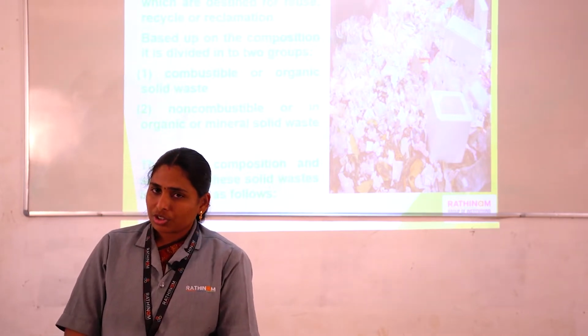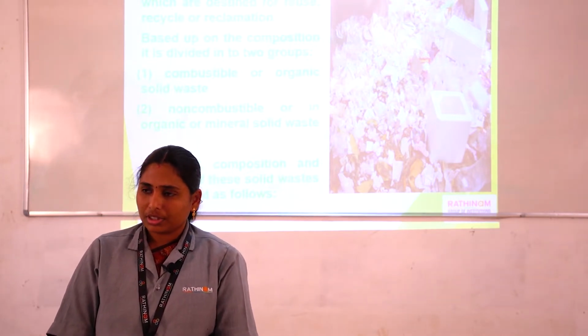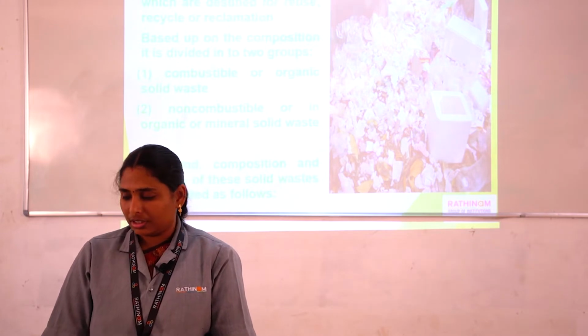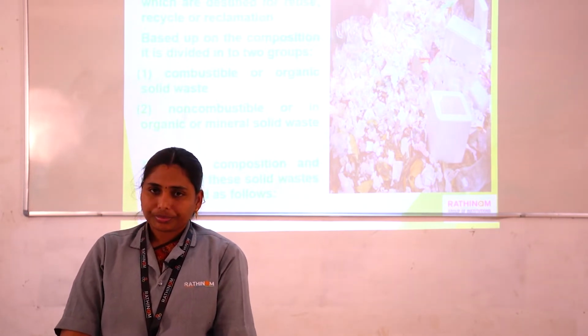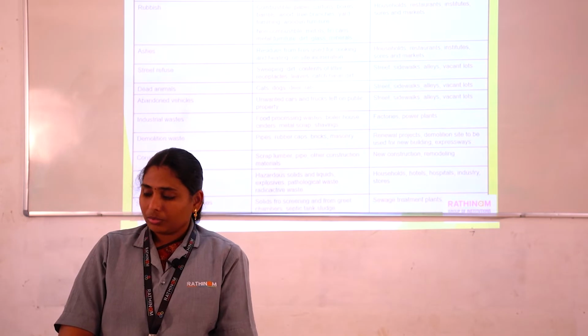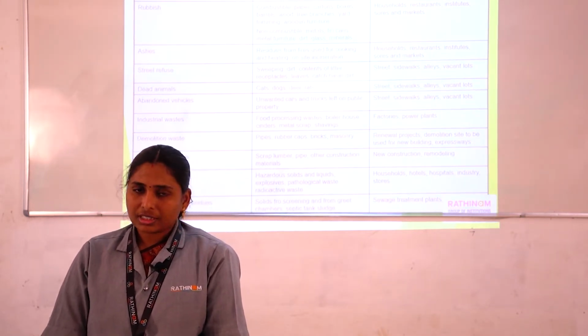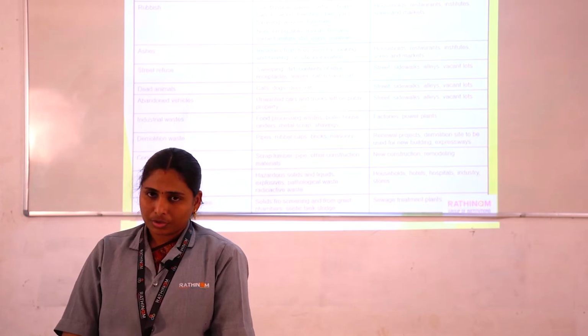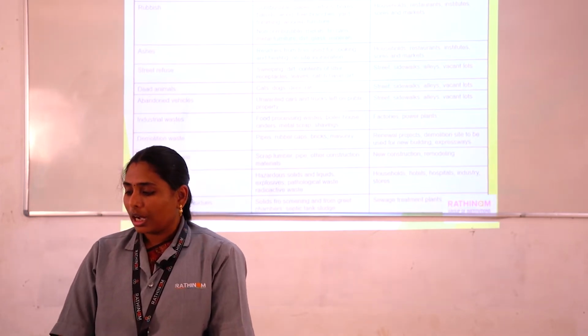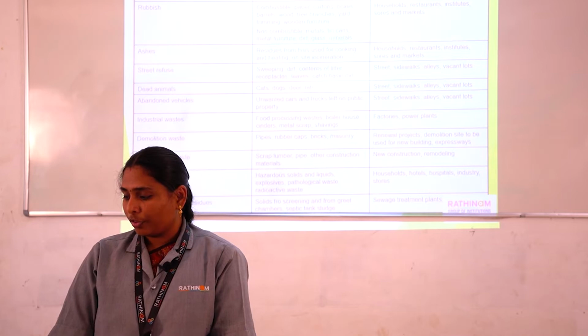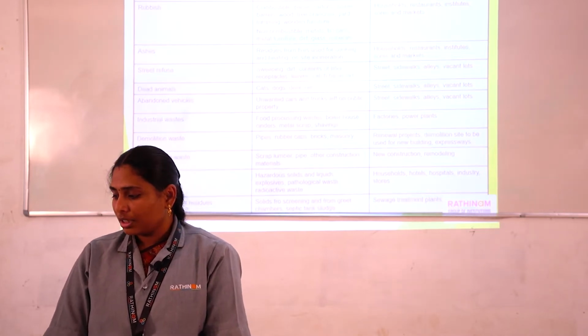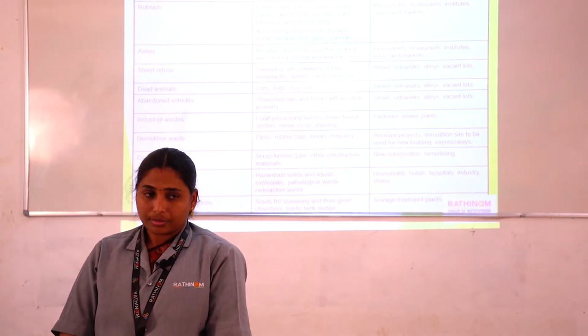Based upon the composition, it is divided into two types, that is organic and inorganic waste. Based on the types, from which kind of material the waste is and from which types of source it comes from. For example, garbage waste comes from households, restaurants, institutes, stores and markets.